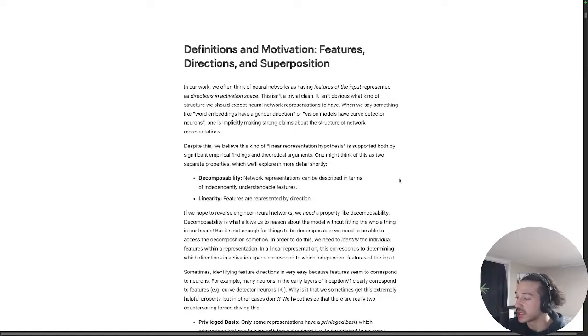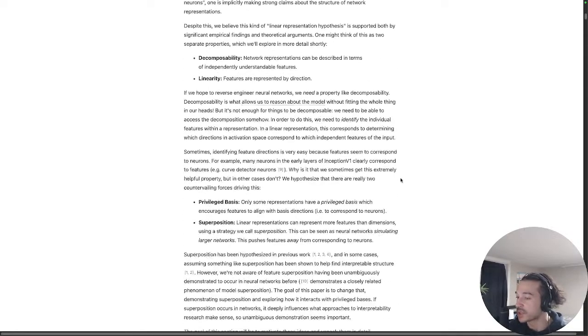In a linear representation, this corresponds to determining which directions in activation space correspond to which independent features of the input. Sometimes, identifying feature directions is very easy because features seem to correspond to neurons. For example, many neurons in the early layers of Inception V1 clearly correspond to features, e.g. curve detector neurons. Why is it that we sometimes get this extremely helpful property, but in other cases don't?